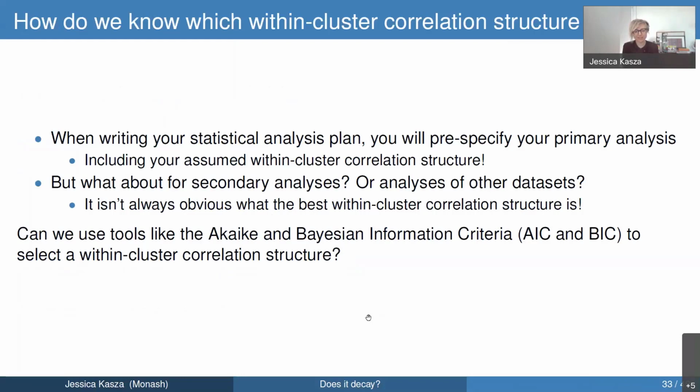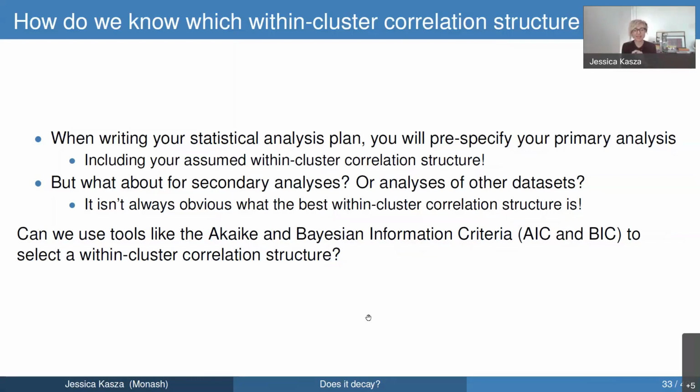Well, I would say that when you're writing your statistical analysis plan, you should pre-specify your primary analysis, including what your assumed within cluster correlation structure is. And generally speaking, I would always ensure that that matches with what my sample size calculation assumed. But what about for any secondary analyses or the analysis of other data sets that you might have access to? If you consider these other data sets, it really isn't always obvious what the best within cluster correlation structure is. It's very difficult to look at a data set and get an understanding of these higher order characteristics. So the question we asked was whether we can use tools like the Akaike and Bayesian information criteria, the AIC and the BIC, to select a within cluster correlation structure.